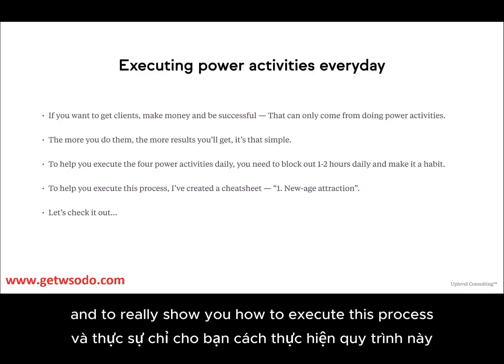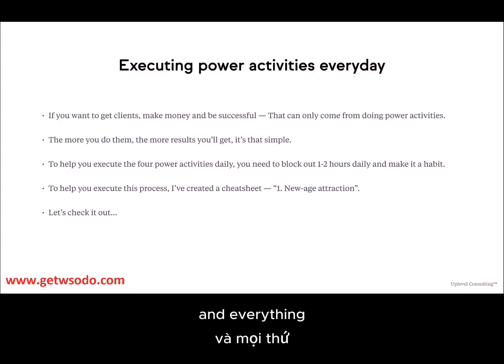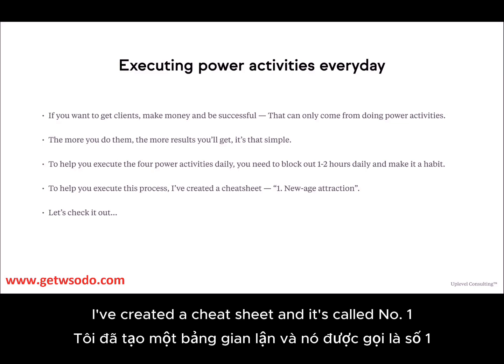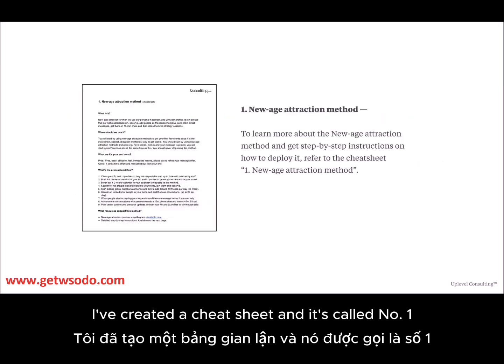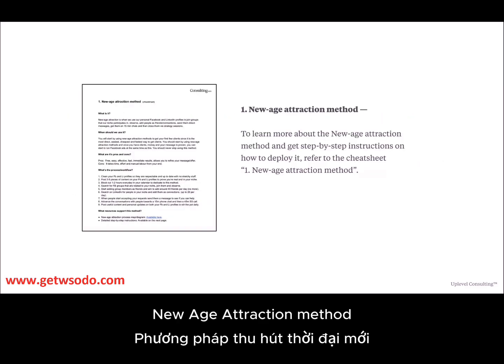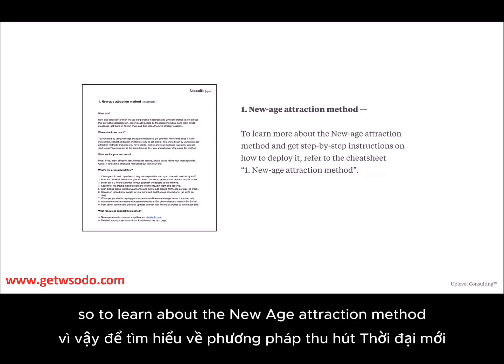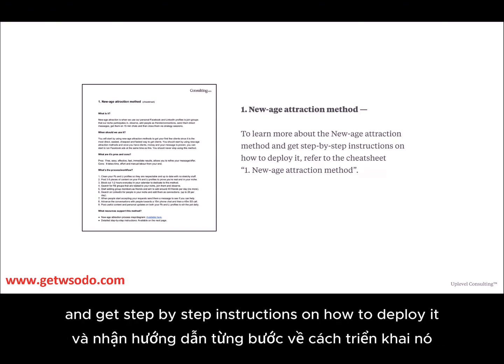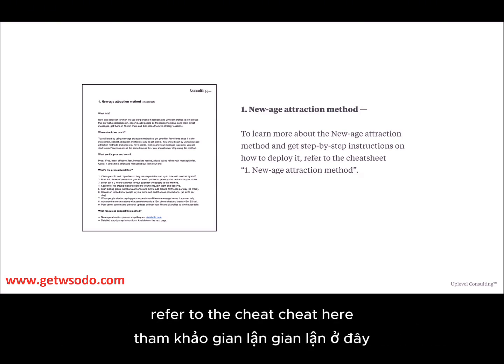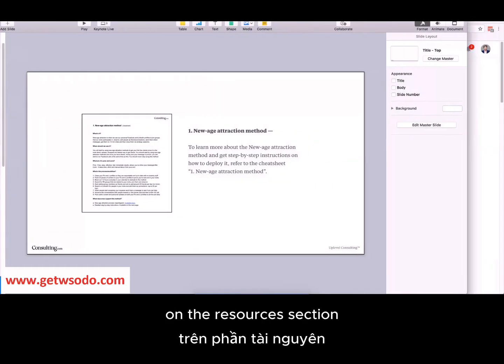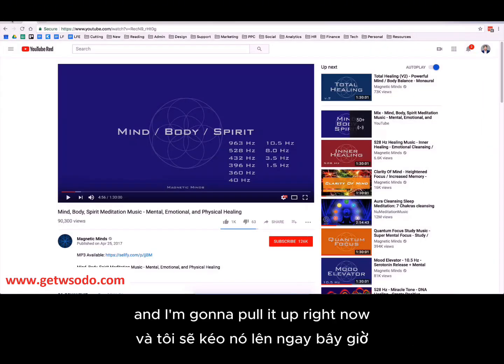And to really show you how to execute this process, I've created a cheat sheet, and it's called number 1, New Age Attraction Method. So to learn about the New Age Attraction Method and get step-by-step instructions on how to deploy it, refer to the cheat sheet here. Now, it's available for download beneath this video in the resources section. And I'm going to pull it up right now.